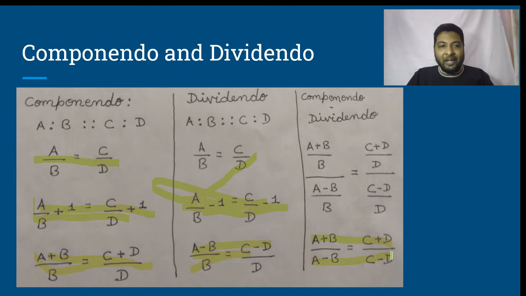So, to reiterate, A is to B as C is to D means A plus B is to B is equal to C plus D is to D. This is componendo. A is to B as C is to D means A minus B by B as C minus D by D. This is dividendo. Whenever we have A is to B as C is to D, A plus B is to A minus B will be same as C plus D is to C minus D. This is called componendo dividendo.